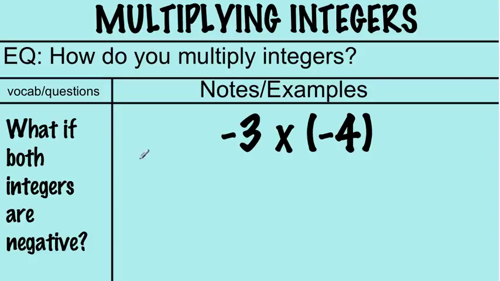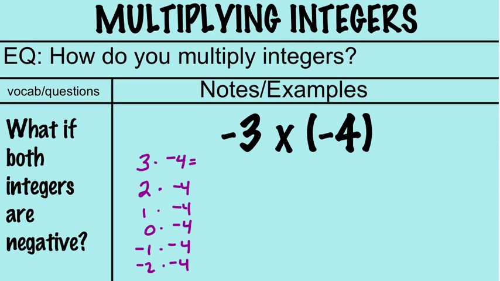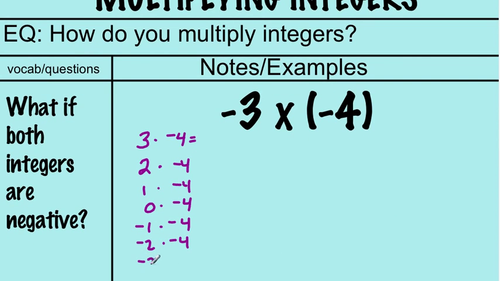So let's say that I had 3 times negative 4, and then I want to have 2 times negative 4, 1 times negative 4, 0 times negative 4, negative 1 times negative 4, negative 2 times negative 4, and I'll scroll this down a little bit so we can see negative 3 times negative 4. So let's ask ourselves, what is going on here? Let's work with what we know. We already talked about this. This means a group of negative 4, 3 times. Negative 4 plus negative 4 plus negative 4.